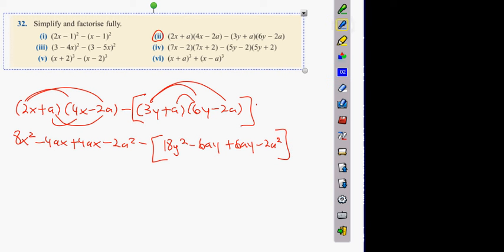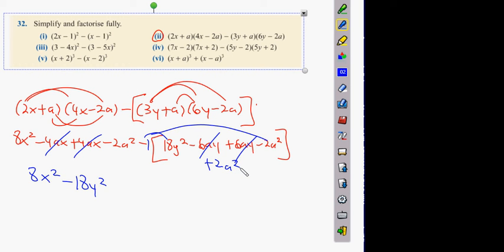Okay, now what I'm going to do next is they cancel. These guys cancel. And then I'm going to get 8x squared. Now see the minus 1 multiplies in to give me minus 18y squared. I'm going to have minus 1 by 2a squared is plus 2a squared. This plus 2a squared cancels with the minus 2a squared. And what do we have left? 8x squared minus 18y squared. We got to do something with that.